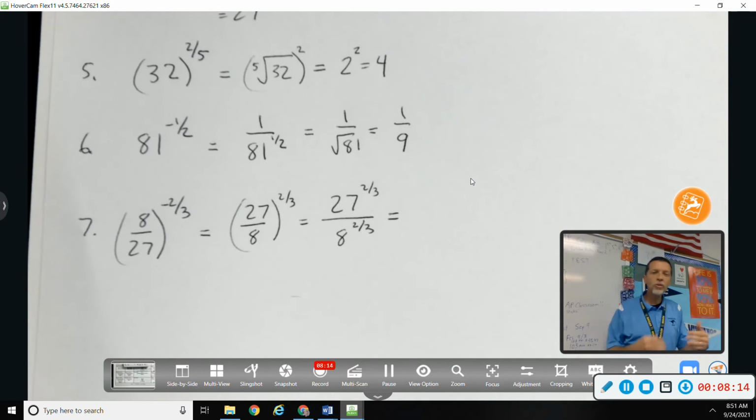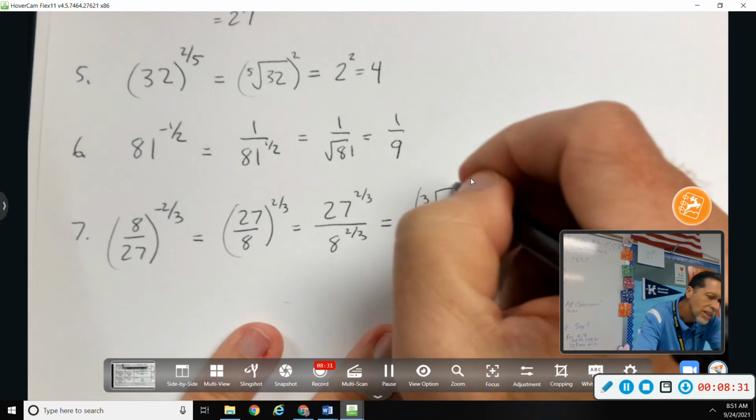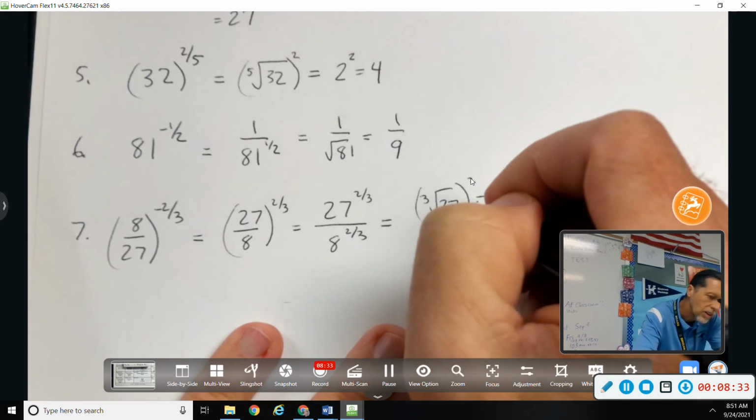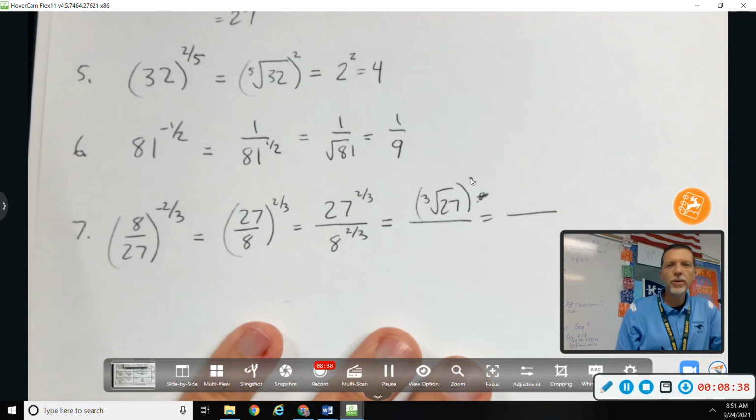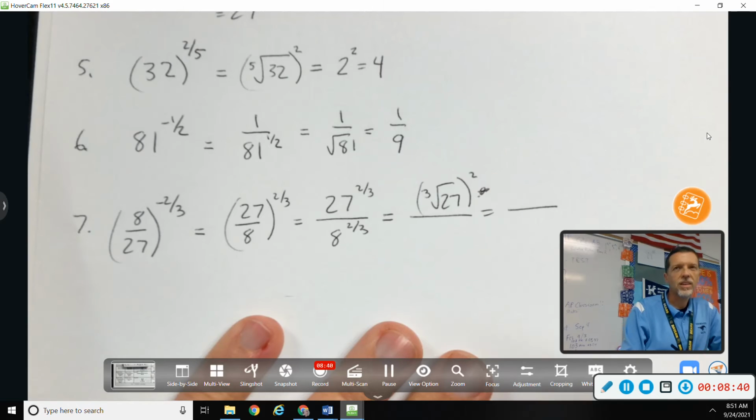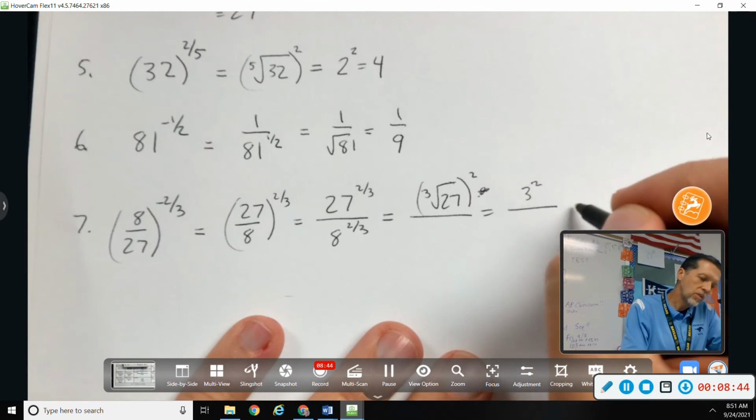Again, here's one where some of you could perhaps get the right answer without showing any work. Most of you need to show some steps on this. Otherwise, there's just too much going on. Let's see. So cube root of 27 squared. What's the cube root of 27? It's 3, and then 3 squared is 9.